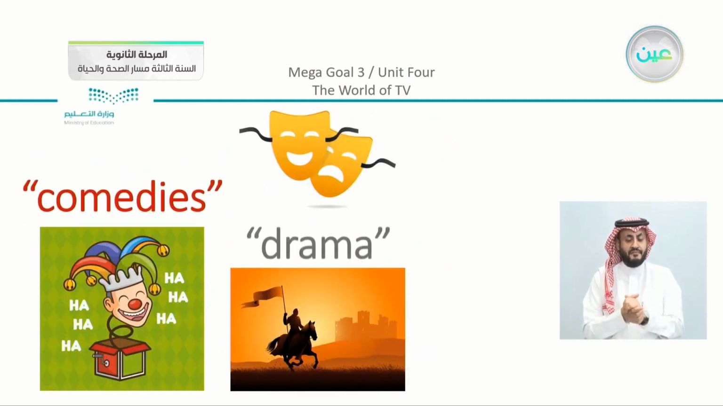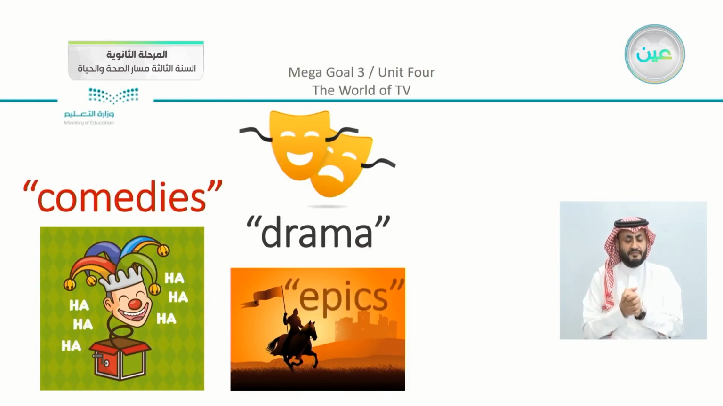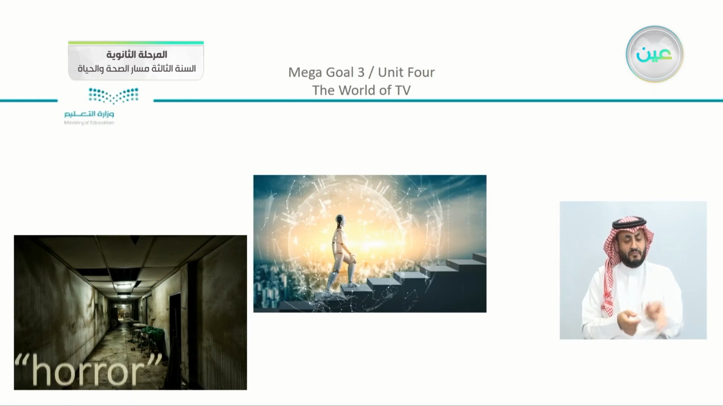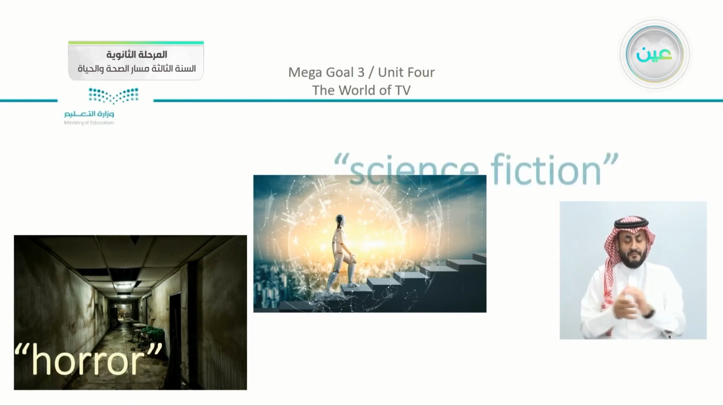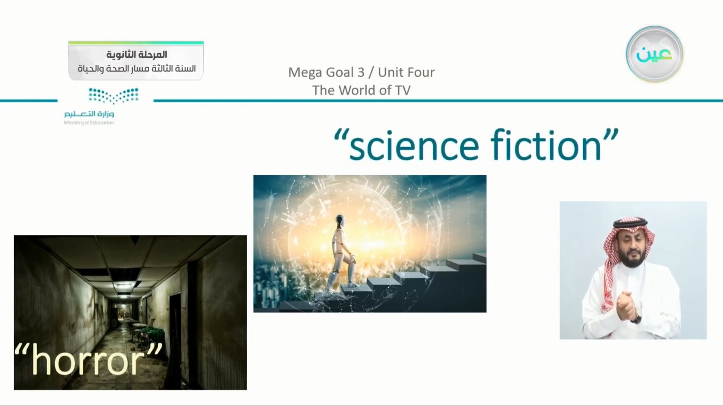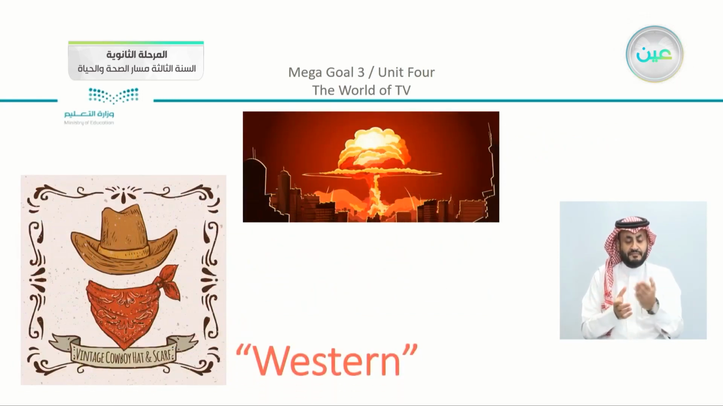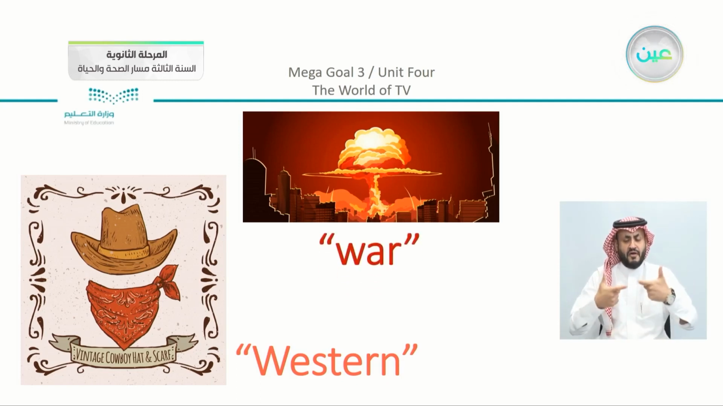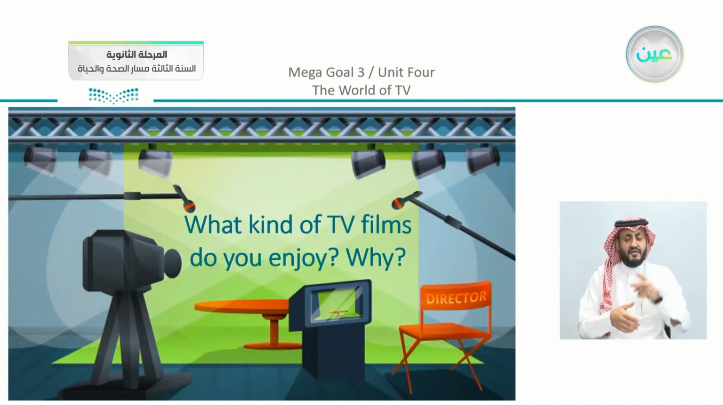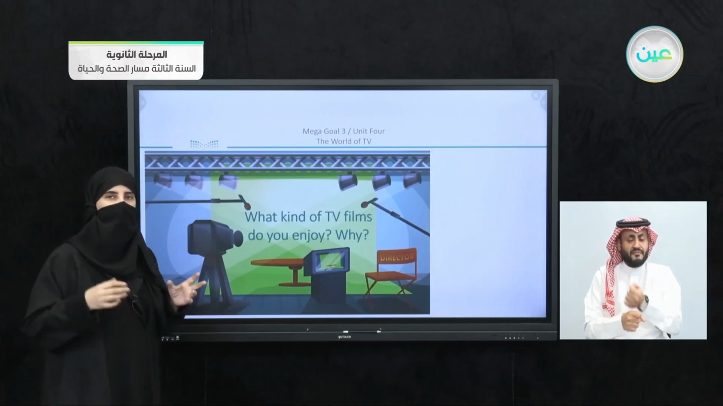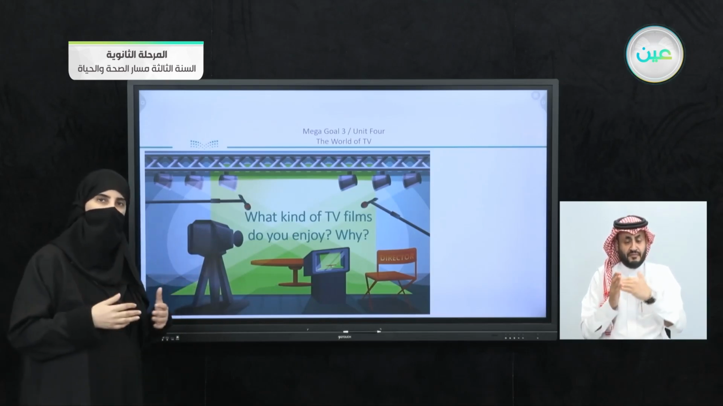comedies, we have drama, and we have epics. We can add also that there are horror stories, and we have here science fiction. Moving on, we can say that there is something about Western movies, and we have here war movies as well. Now, these are different categories. Still, we are looking for the exact word that we can use. So we're going to just use category until we move on.